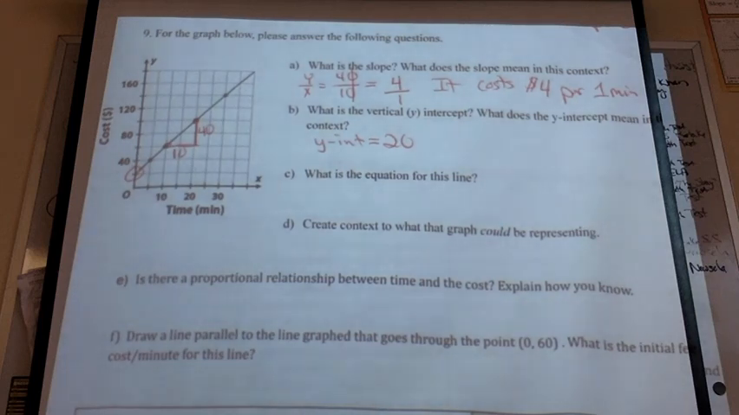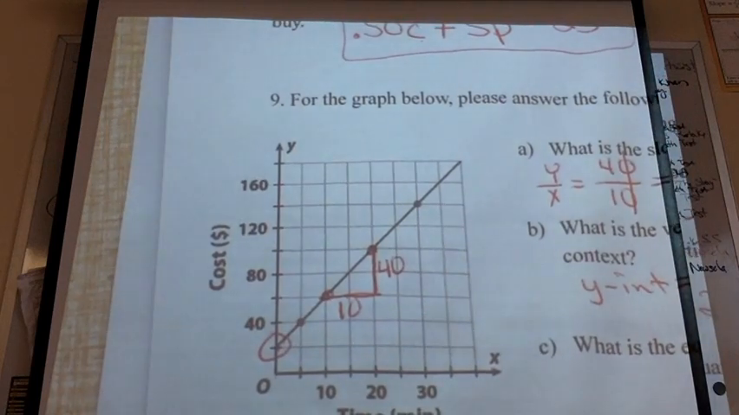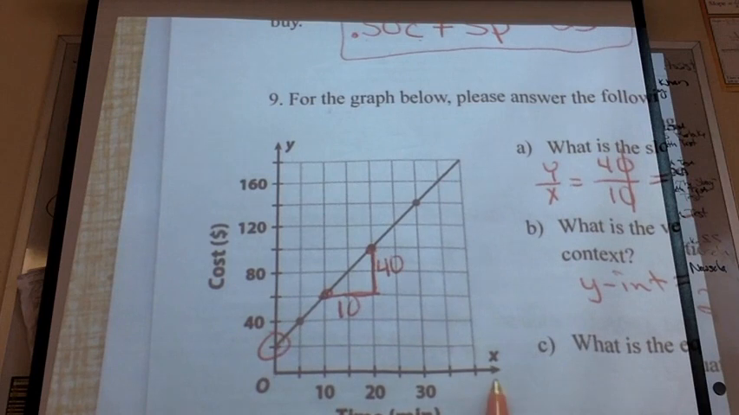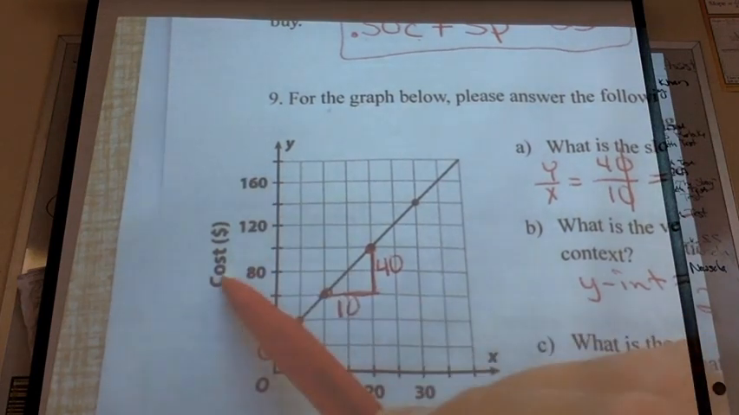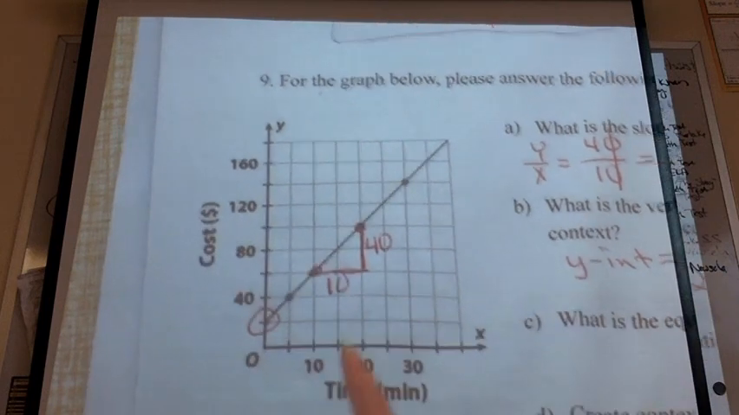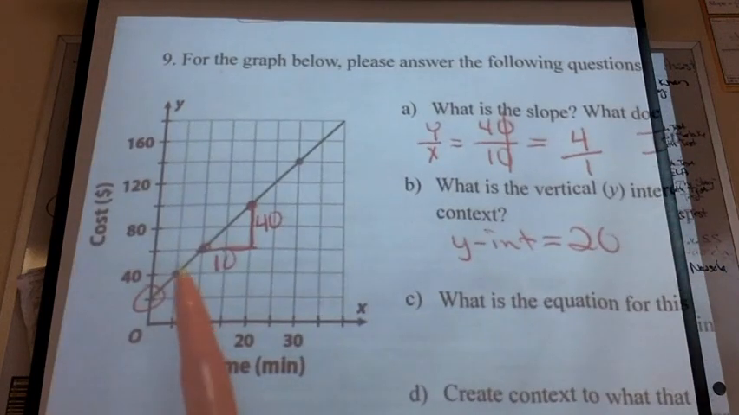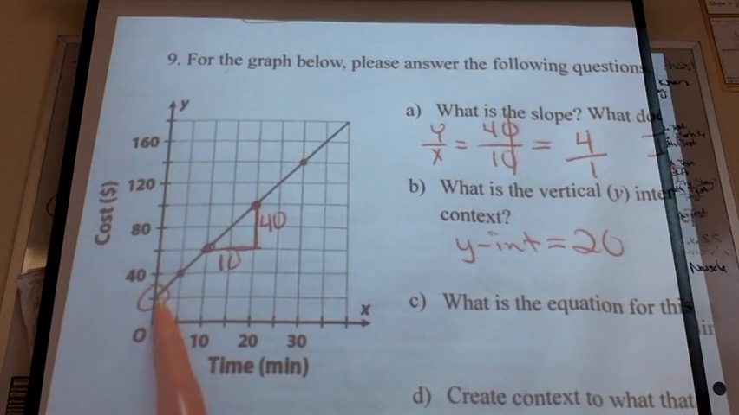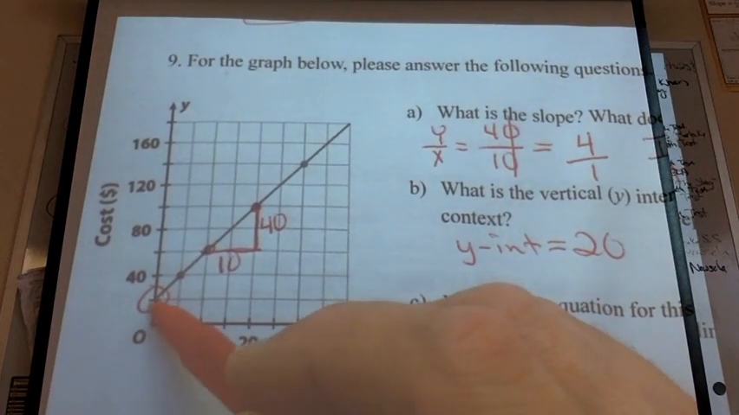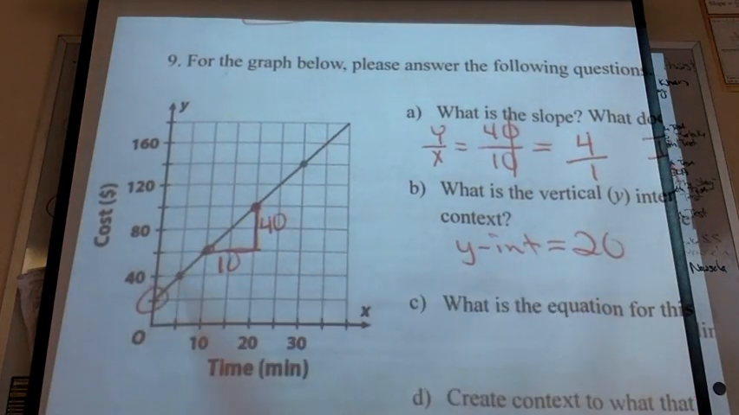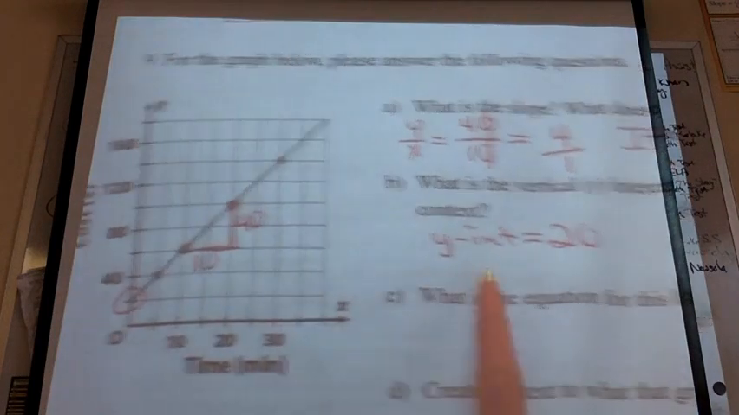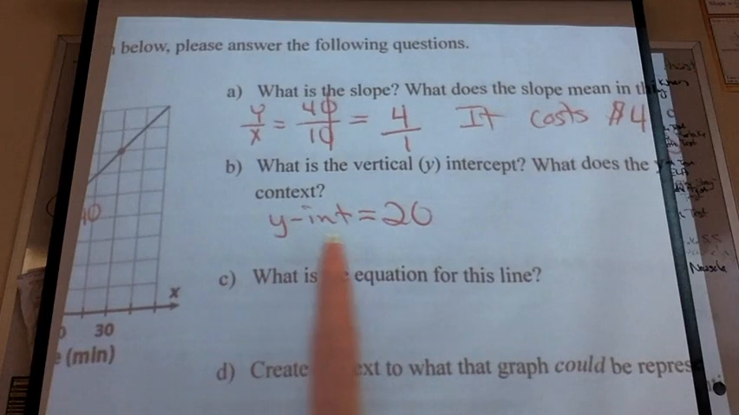All right, we left off at number 9, letter B. I didn't answer the whole question yet. It says, what's the vertical y-intercept? That means, where does it cross our y-axis? In this grid, the amount of time in minutes is on our x-axis, and our y-axis is the total cost. Where it crosses our y-axis is called the vertical intercept or the y-intercept, and it happens right there. I circled it. We said our scale is going up by 20: 20, 40, 60, 80. Always confirm what your scale is. It crosses the y-axis at 20, so I put y-intercept equals 20.